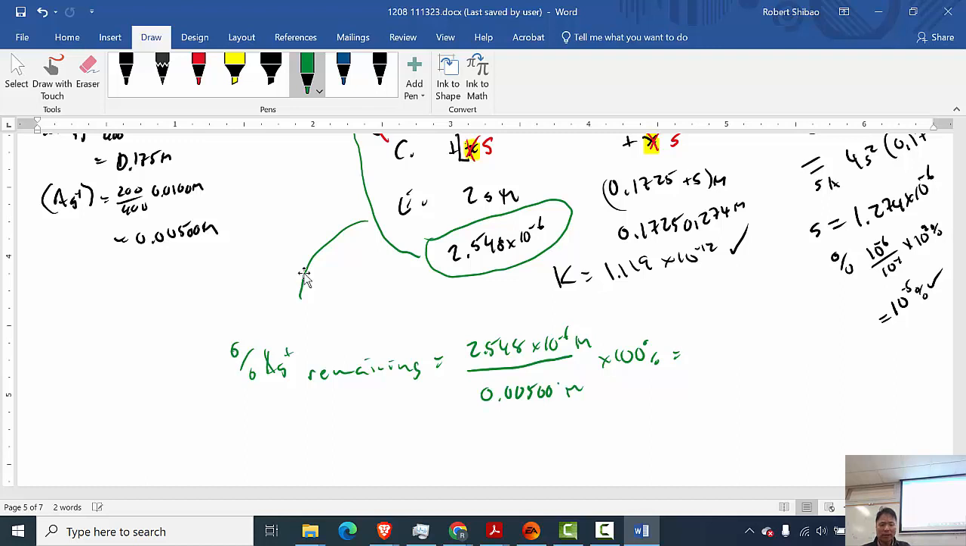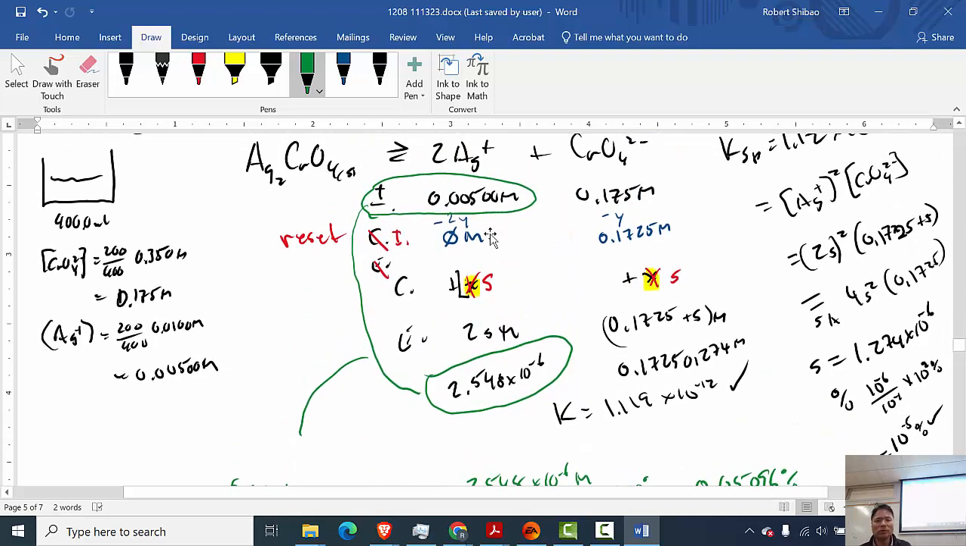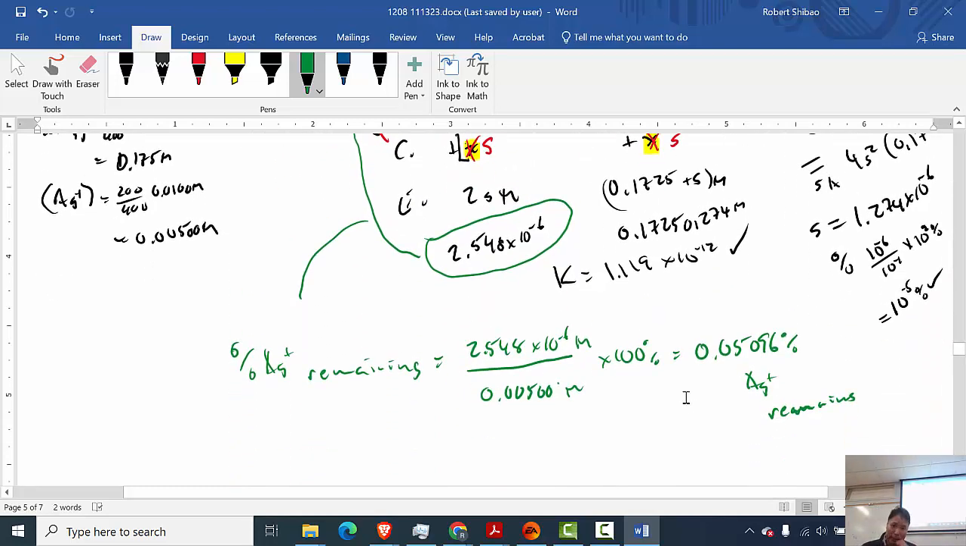So 2.548 times 10 to the minus 6 divided by 0.005 times 100. 0.05096% silver remains. So if I started off with 0.0500, I'm going to lose most of it, and I just have a little bit remaining. And so in addition to this, we're going to calculate the percent silver ion precipitated.